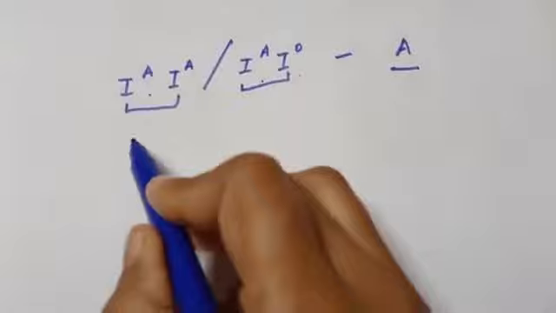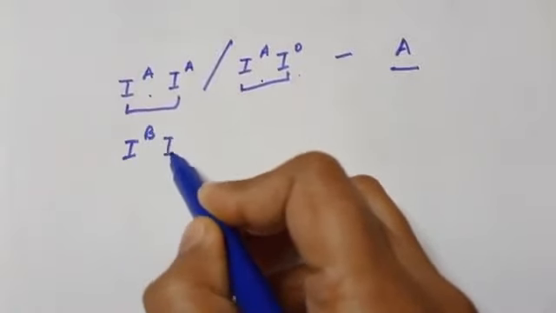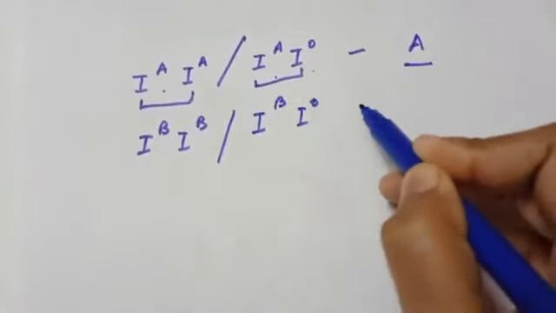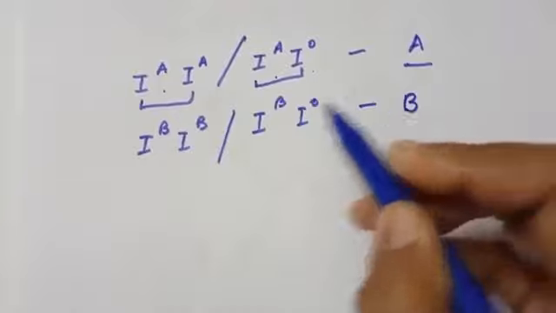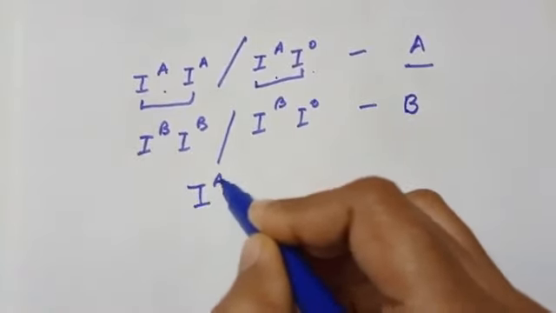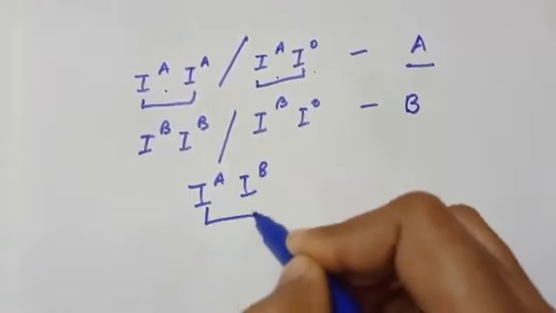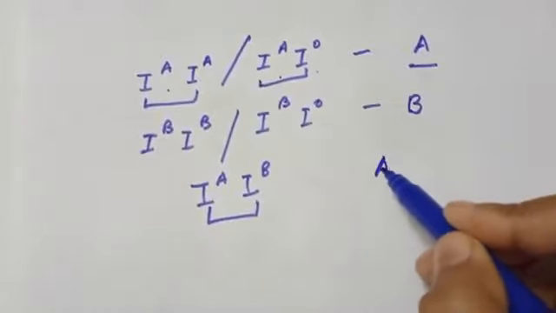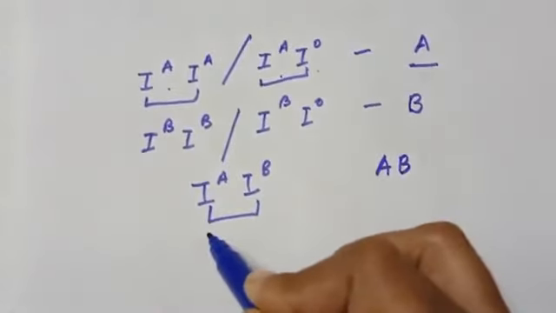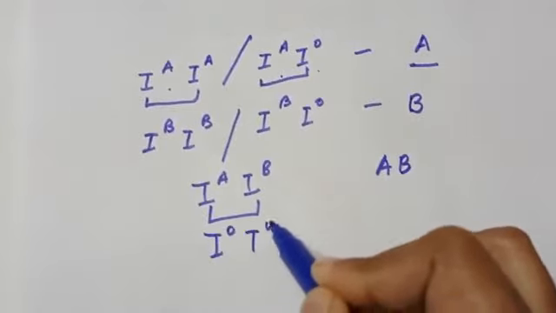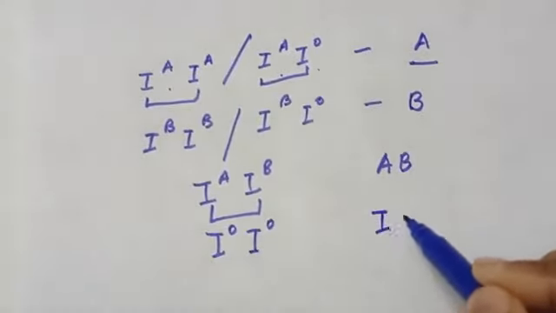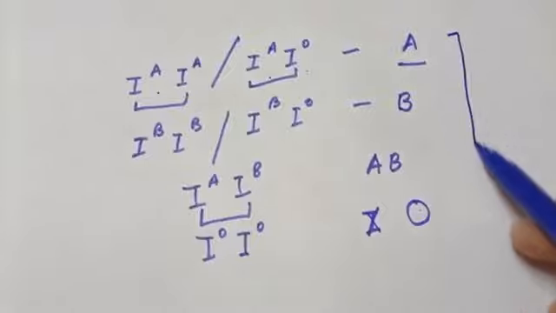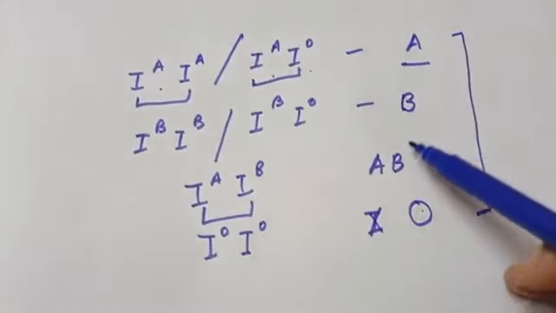Now similarly if we have IB IB or IB IO, then the blood group will be B. If there are IA and IB both present, as these two do not dominate each other, the blood group will be AB. And only if we have IO IO together, then the blood group will be O. So that's how a person can have the blood group A, B, AB or O.